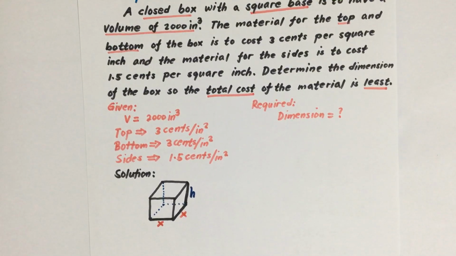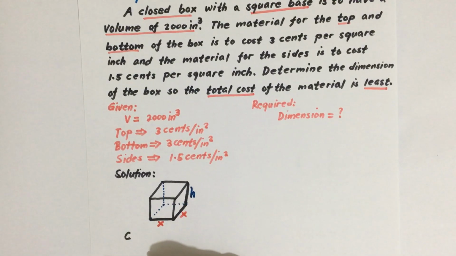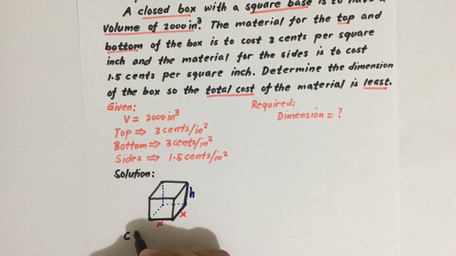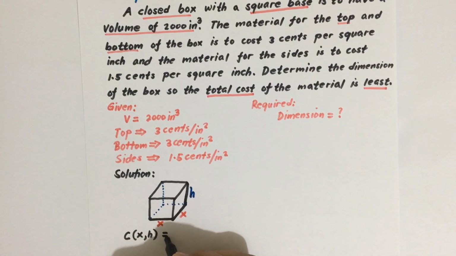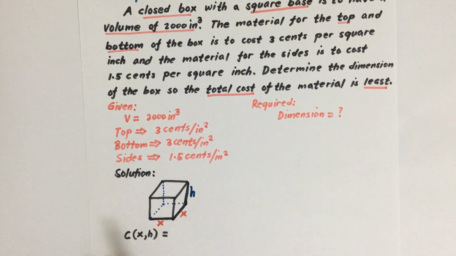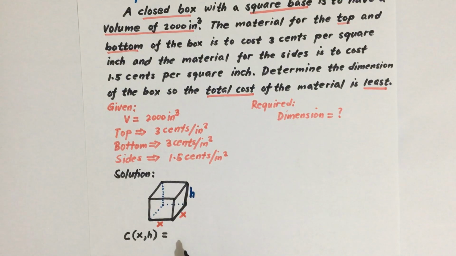And since we are talking of cost, we are going to make an expression of total cost, or simply cost, as a function of the given variables in our illustration. Since our illustration here contains two variables, we have to express our cost as a function of our variables, which are x and h, equal to, so the cost is dependent on the given cost of the material, which for the top and bottom is 3 cents per square inch. So the unit is in cents per square inch. When we're talking of cost, the final unit will be in terms of cents.